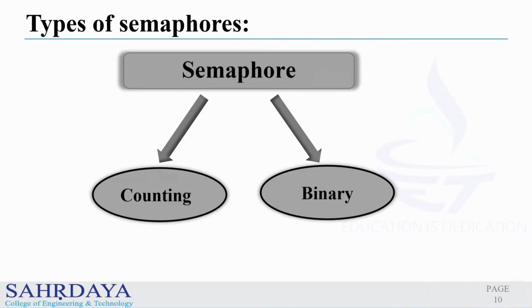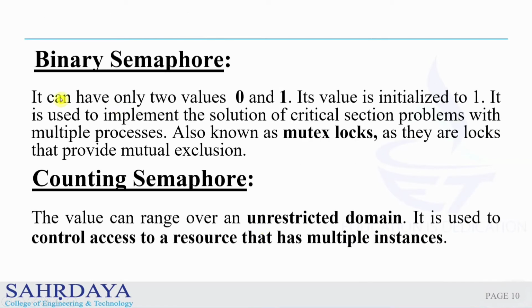Now let us look at the types of semaphores. There are two types of semaphores: counting semaphore and binary semaphore. A binary semaphore can have only two values, 0 and 1. Its value is initialized to 1. It is used to implement the solution of critical section problems with multiple processes, and is also known as a mutex lock, as it is a lock that provides mutual exclusion. So binary semaphores can have only two values, either 0 or 1, and it is initialized to 1.